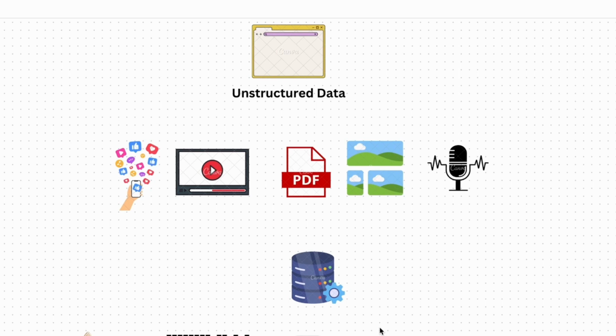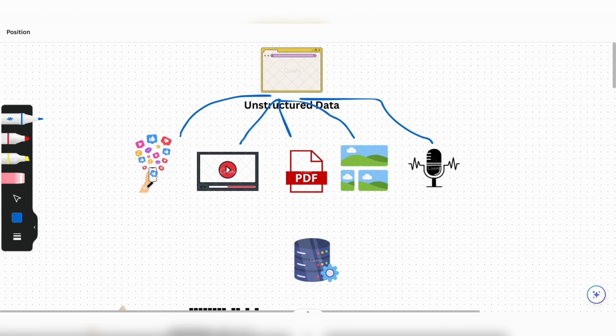Most of the data that we have on the web is unstructured data. So you have the social media feeds, you have videos from YouTube, you have PDFs, images, or audio. These are all unstructured data. But the problem is that we cannot store this data directly into a relational database. There is no relational database that stores video, right? So how should we go about storing this data?